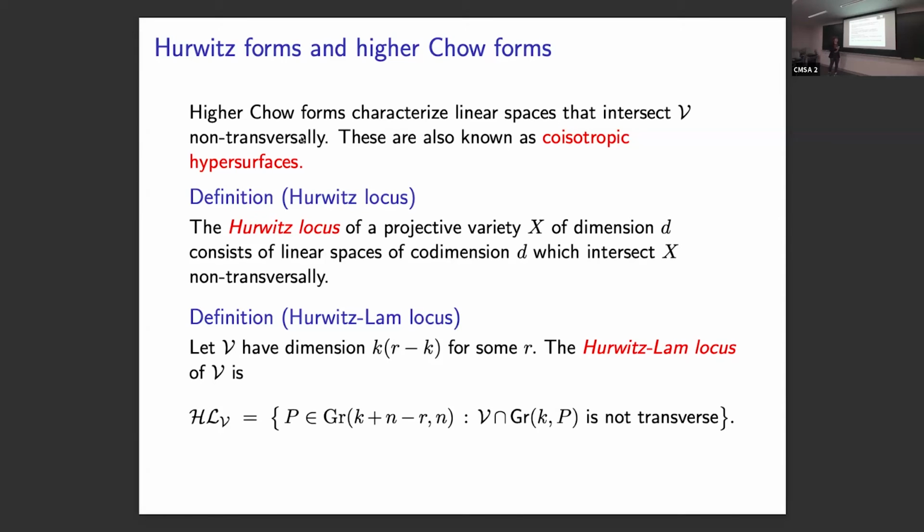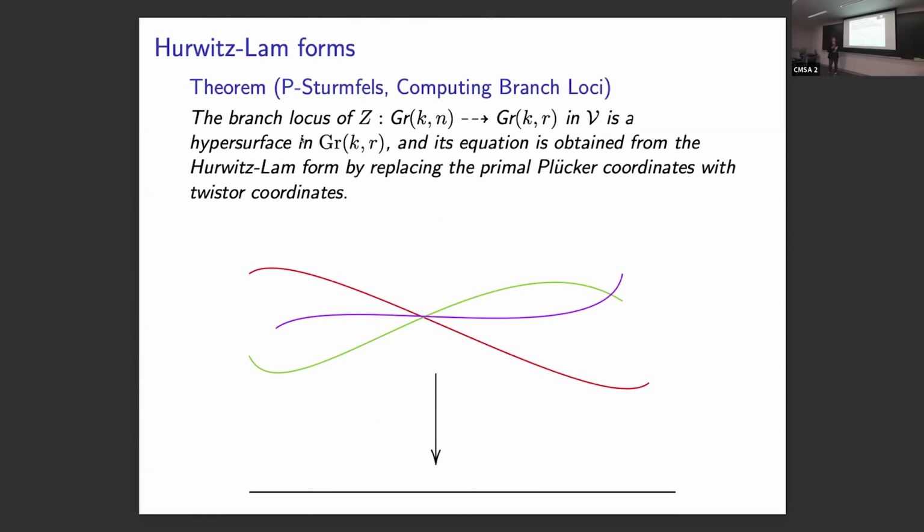The interesting thing about this is that just as the Chow-Lam form computed equations of projections, the Hurwitz-Lam form can also compute equations of branch loci. So it contains all the information about any branch loci for any linear projection.